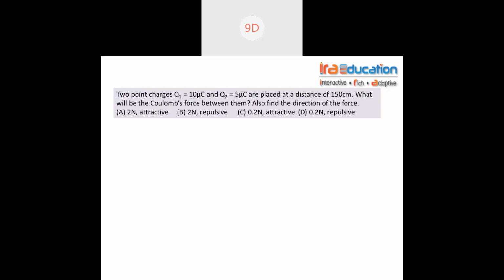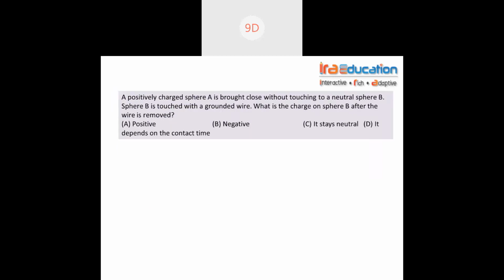This was done, this was not done. First question, try to answer it. The second one was done. A positively charged sphere A is brought close, without touching, to a neutral sphere B, which is the property of induction. Try to imagine the situation. I'll draw it. This is sphere A, positive. Someone's telling the answer also. Good. Negative. Okay, let's see.